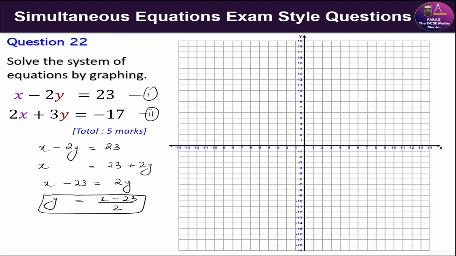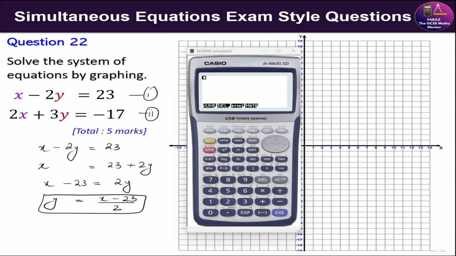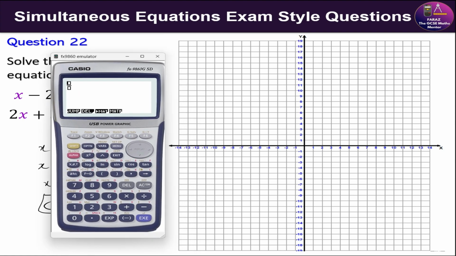To plot any straight line, you need only 2 coordinates. So we need to calculate only 2 coordinates here. Let's calculate it with the help of a calculator. Our equation is y equals x minus 23 over 2. You can substitute an x value there, and you can take any value from the given range, like from negative 14 to positive 14, and the answer must also be in the range from negative 19 to positive 19.